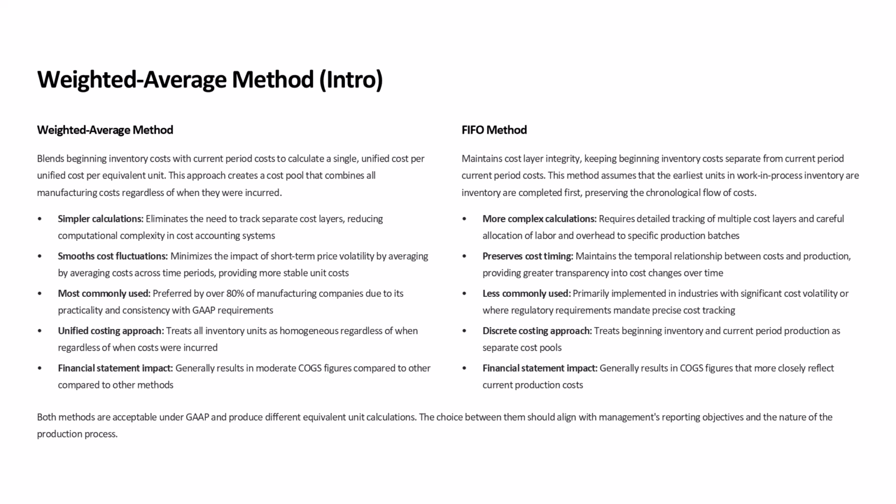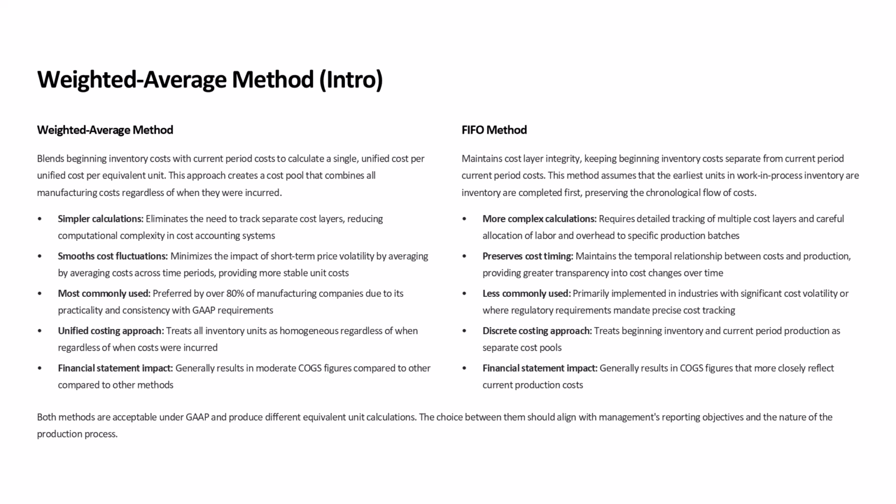Process costing offers two mathematical approaches for handling partially completed units: weighted average and FIFO. These aren't just technical variations, they represent fundamentally different philosophies about cost flow. Imagine standing at a fork in the process costing river, where you must choose which channel to follow. Weighted average, as the name suggests, blends costs like a smoothie, mixing beginning inventory costs with current period costs to calculate a single, unified cost per equivalent unit.